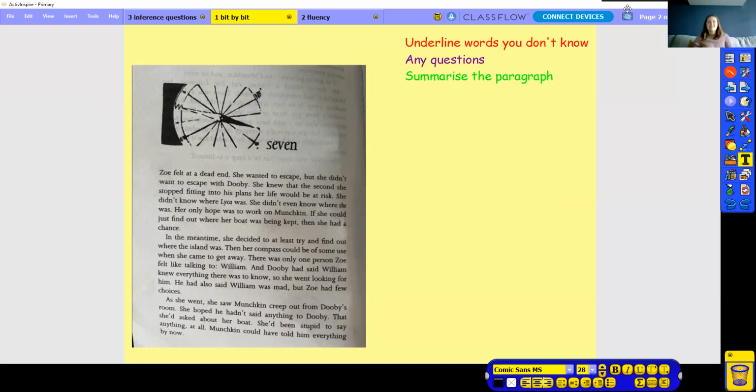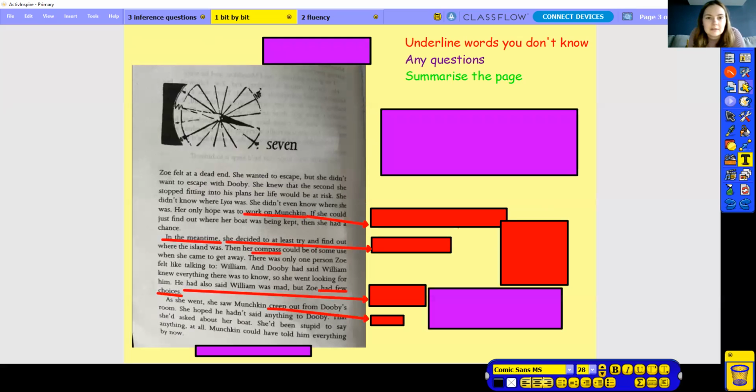Okay then, so let's have a look at it. So I had a go at this on the next page just to show you what it's supposed to look like. So I'll read it all through for you. Zoe fell at a dead end. She wanted to escape, but she didn't want to escape with Doobie. She knew that the second she stopped fitting into his plans, her life would be at risk.